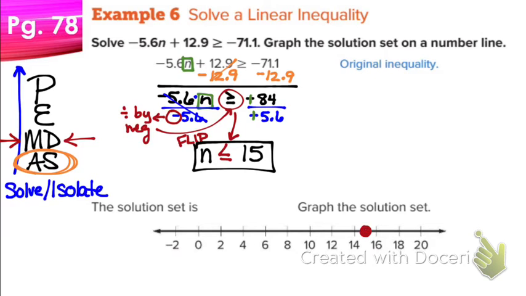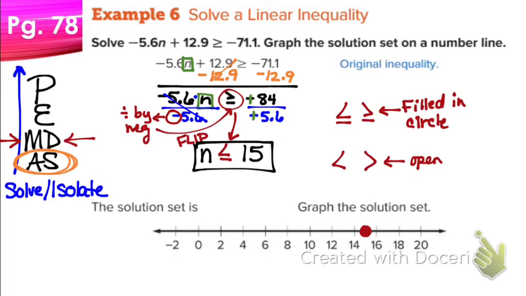How do we decide? When it has the line underneath it, it is filled in. So less than or equal to, greater than or equal to, we have a filled in circle. If it's just a greater than or less than, this is when we do an open circle.